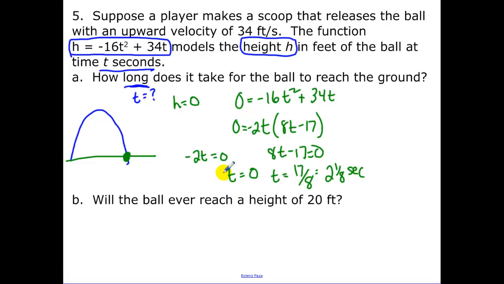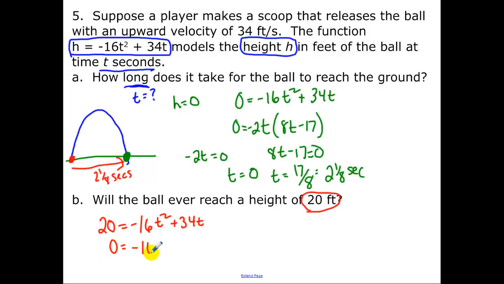Now which one makes sense? Well, they both make sense, but he starts here, scoops his ball up, and this is after 2 1/8 seconds later. Will the ball ever reach a height of 20 feet? Meaning, is my h ever going to equal 20? I put this equation in standard form.